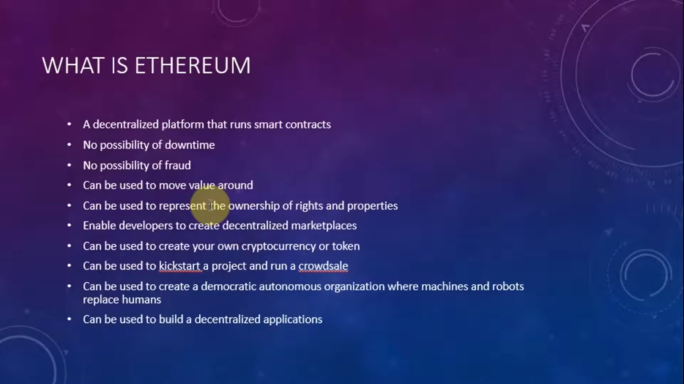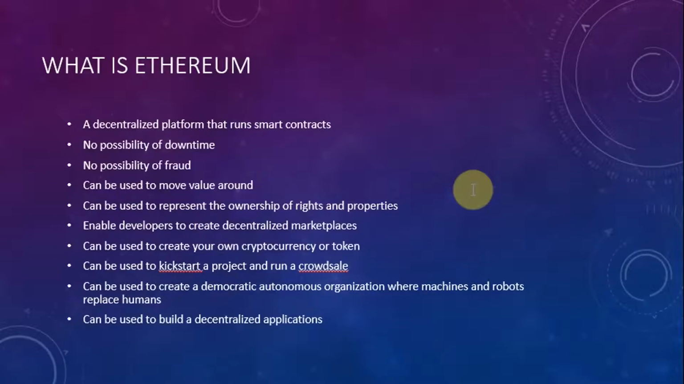So if data exists in the blockchain and you want to correct that data, you just have to write another transaction to cancel the previous transaction, but you can't update or edit a transaction that is already inputted into the blockchain, which makes it immutable, and which makes the possibility of fraud not exist. And then Ethereum can be used to move value around.